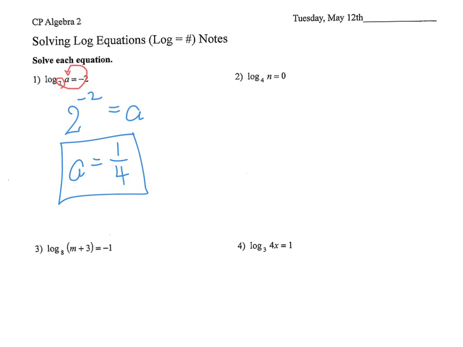That's it, final answer. So on the second one, loop-de-loop says take 4, raise it to the 0, equal to n. We're writing it as an exponential. 4 raised to the 0 equals n. And what is 4 to the 0 power? It's 1. Anything to the 0 is 1.